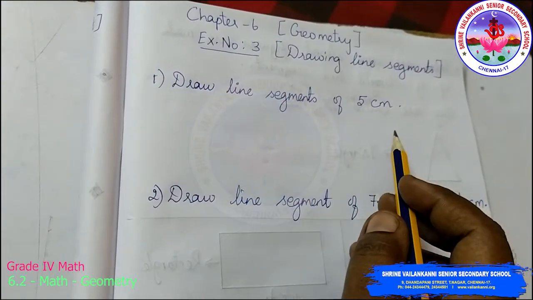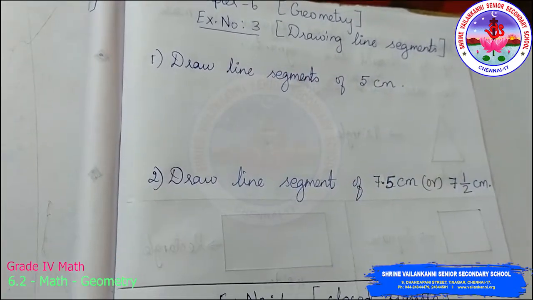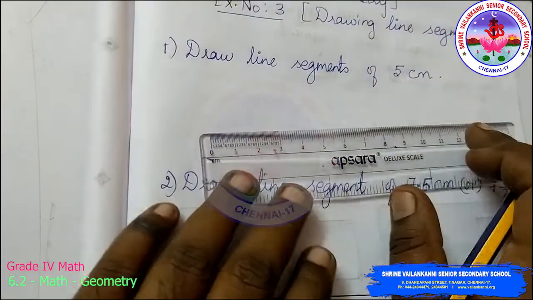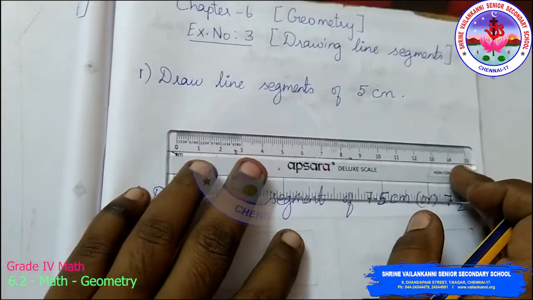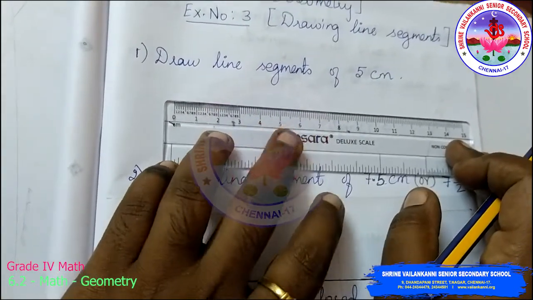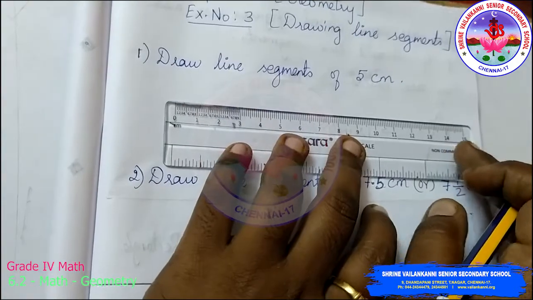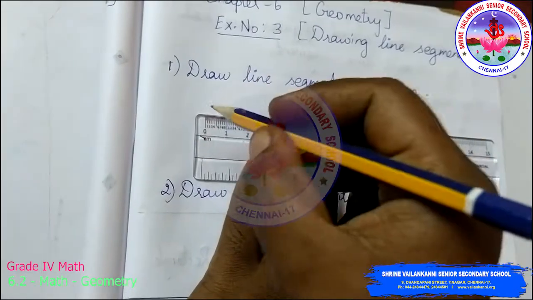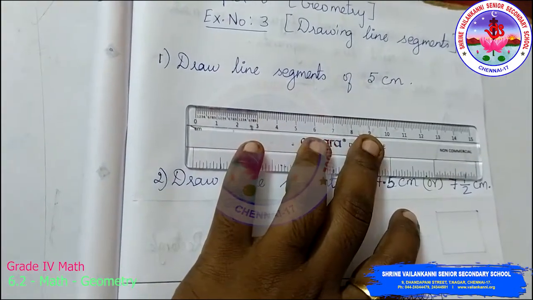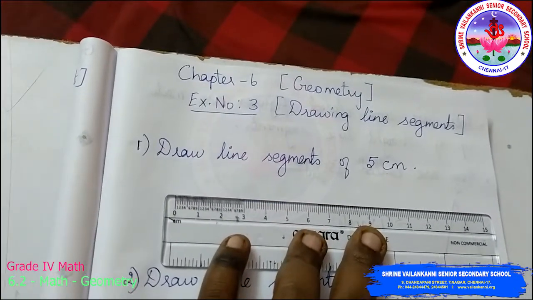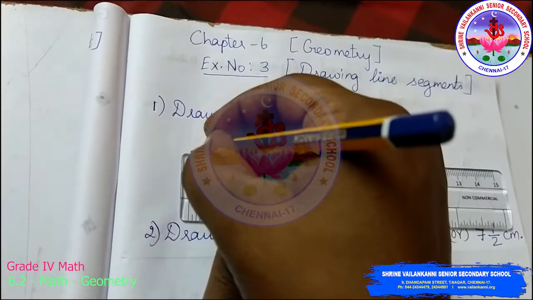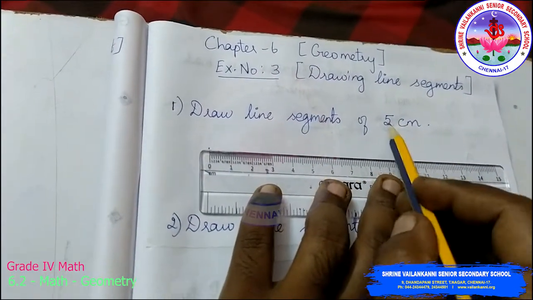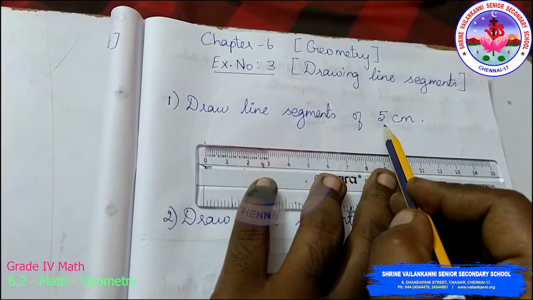First we are going to see how to draw the line segment of 5 centimeter with the help of a scale. So first take out your sharp pencil and scale. Hold the scale straight and hold it tightly with your fingers. First keep the starting point from 0. So straight with 0, give a starting point, and at 5 centimeter you have to give the ending point.